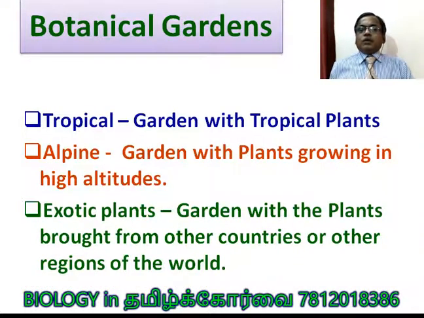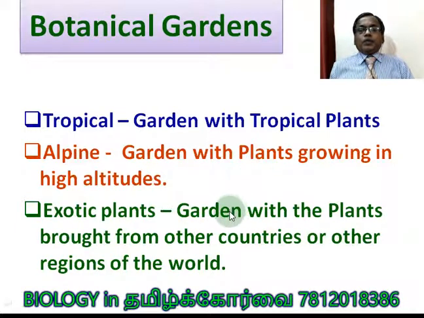Tropical botanical gardens. Garden with tropical plants. They require a lot of water and also fertilizer and proper maintenance. Then only we are able to maintain the tropical plants in the tropical garden. Alpine garden, with the plants growing in high altitudes where the temperature is comparatively less. So those plants which can be maintained only in the hill stations, if we are maintaining them, then it is said to be an alpine garden.